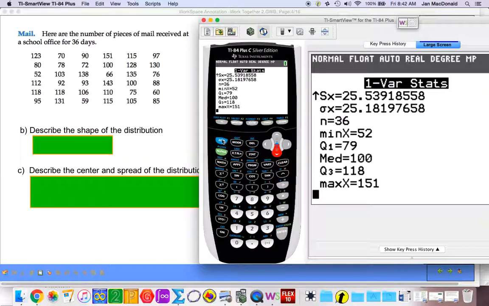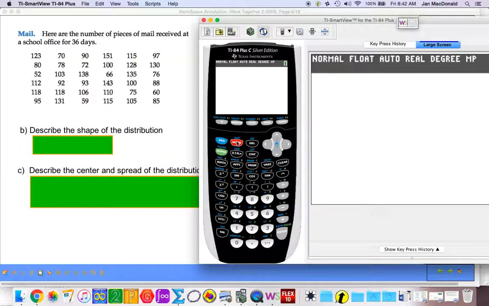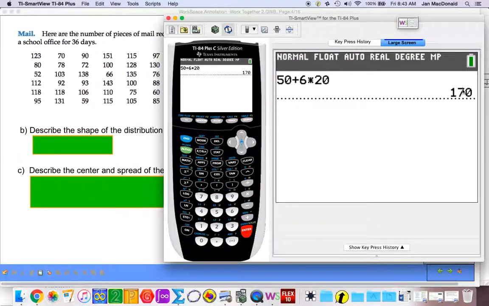I'm going to go back to my home screen. If I started with a minimum value of 50, and I needed to add 6 bars, and each bar was 20 units wide, I know the maximum data value would be 170. So that gives me a range of values that I'm going to create my window with for my histogram.